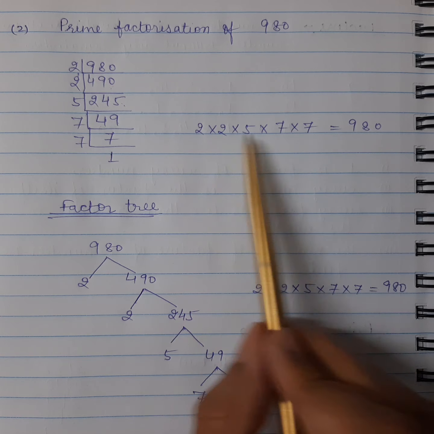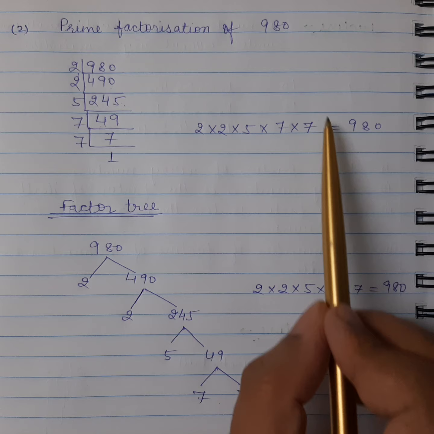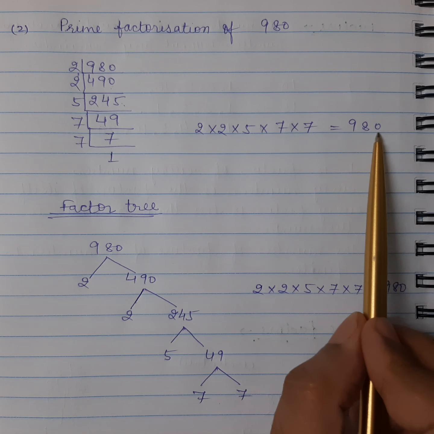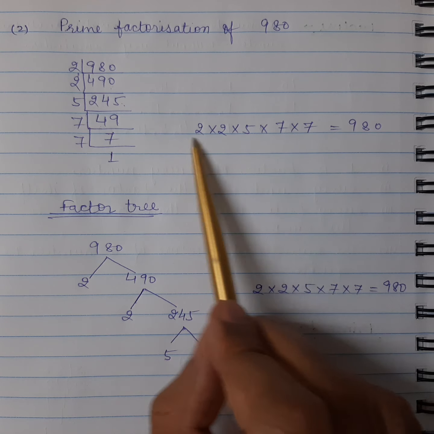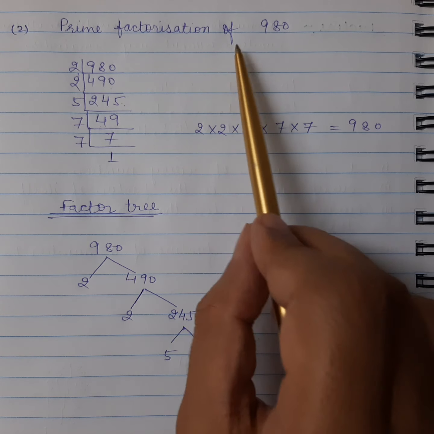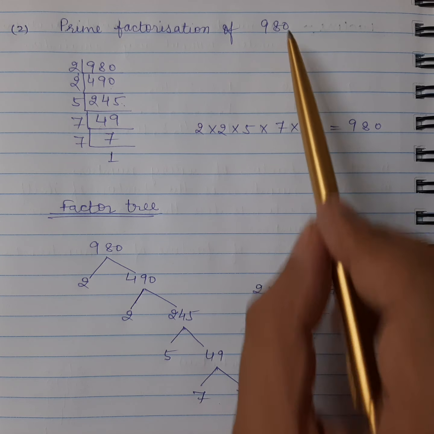is 980. If we take the product of these factors, which are prime numbers, we'll get 980 as the product. All these numbers are prime numbers, and they are called the prime factorization of a given number, or here in this case, 980.